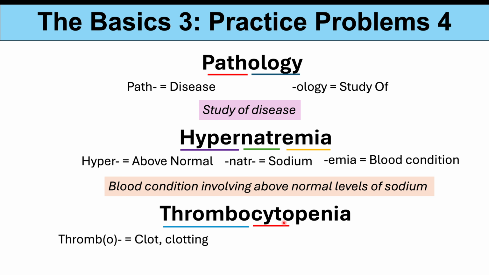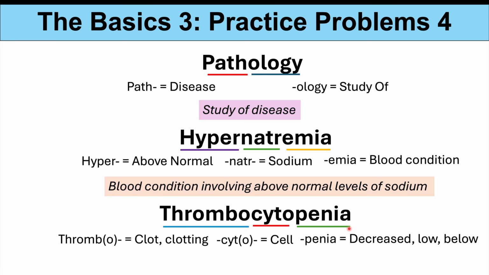Cyte or cyto, we've come across this before. This means cell. And penia, this is a new one for us in this lesson. Penia is decreased or low or below. So if we put this all together, thrombocytopenia means a low platelet count.